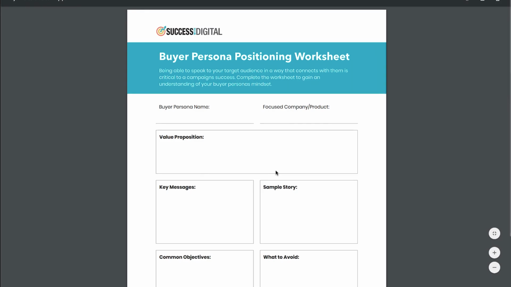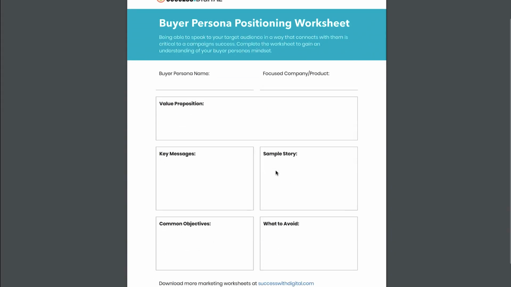So I like to do this for each buyer persona that we have and for each service. That way we can really hone in on exactly how we make a difference, how we can help, and how we can avoid making them feel uncomfortable and that they aren't able to get over their objections.